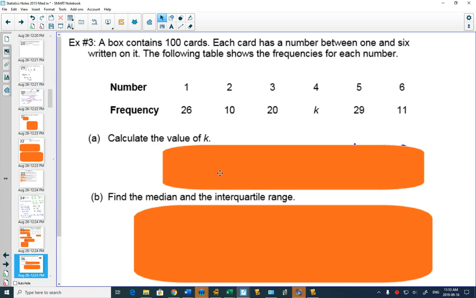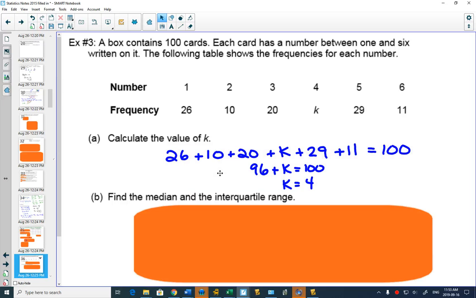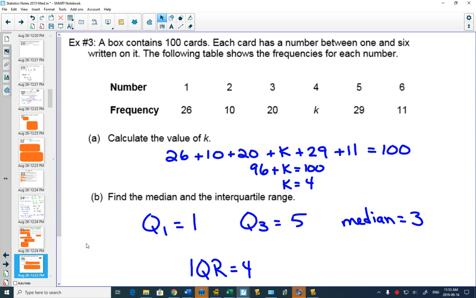All right. Did you get k was equal to 4? And your median to be 3, quartile 1 to be 1, quartile 3 to be 5, interquartile range to be 4.